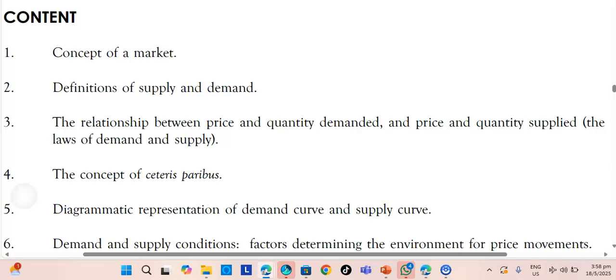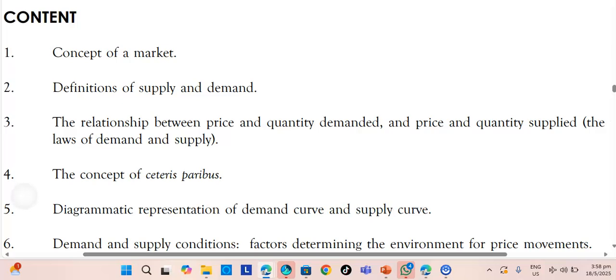Farmers will want to produce more tomatoes. They're going to grow more tomatoes for the market because the price is increasing for tomatoes. So the quantity supplied will increase. As price decreases, what will happen? Very good. The quantity that is supplied will decrease.